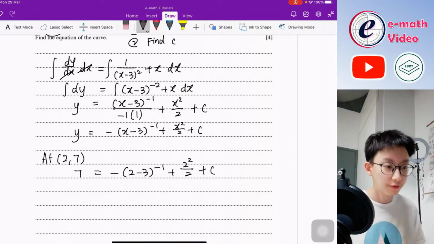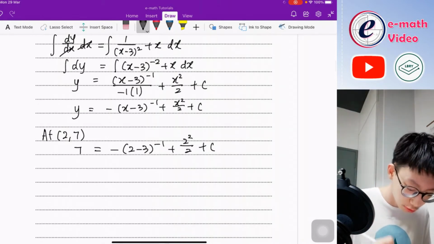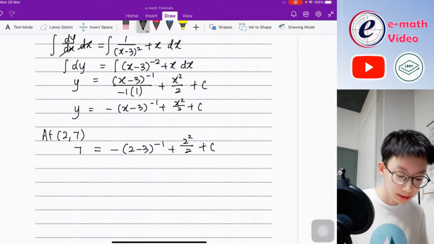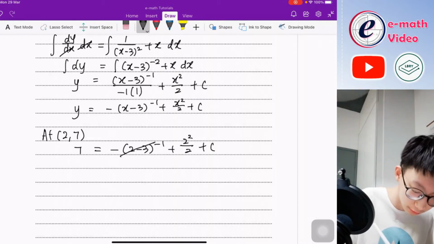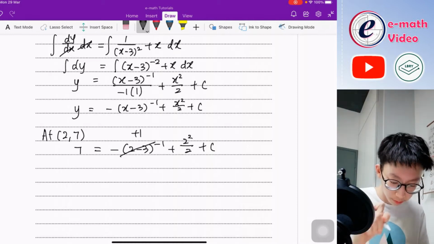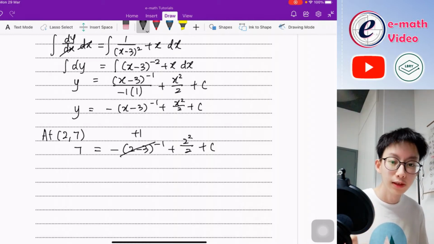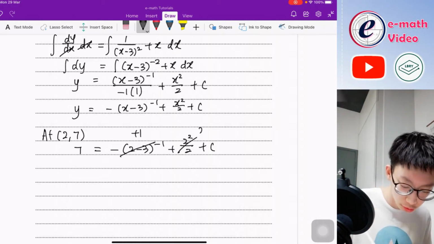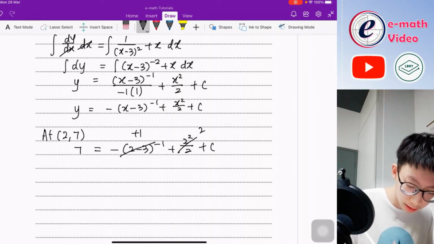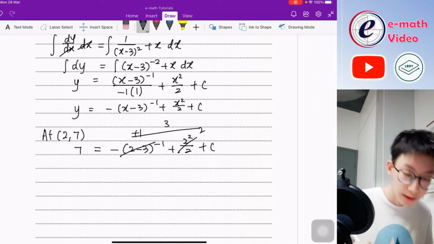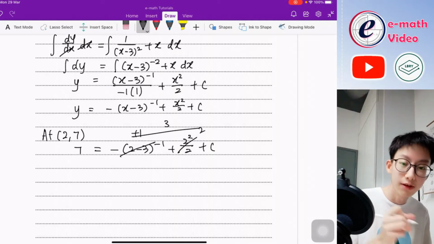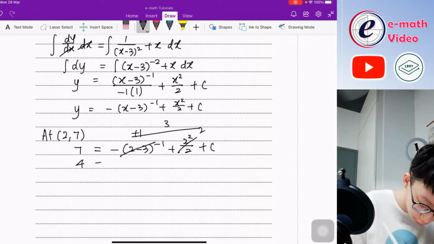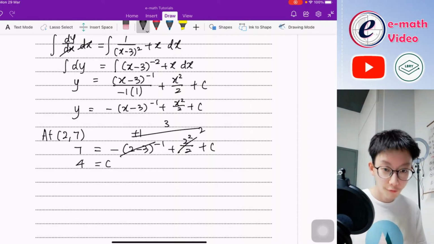Then you just solve for your c. In this case, 2 minus 3 is negative 1. Negative, negative becomes positive. The whole thing here is positive 1. And 2 squared over 2 is 4 over 2, which is 2. So 1 plus 2 is 3. You bring the 3 over, it will be 7 minus 3, which is 4. So your c is equal to 4.